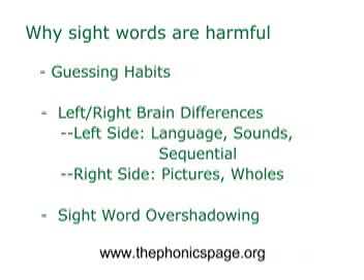Recent brain studies have shown that good readers have more activity on the left side of the brain while they're reading, and poor readers have more activity on the right side.